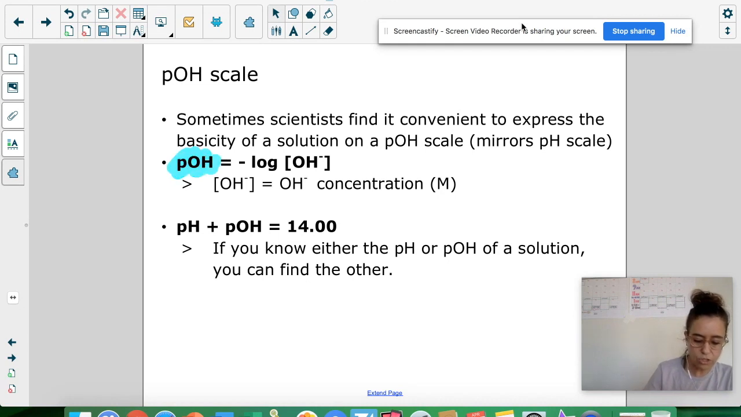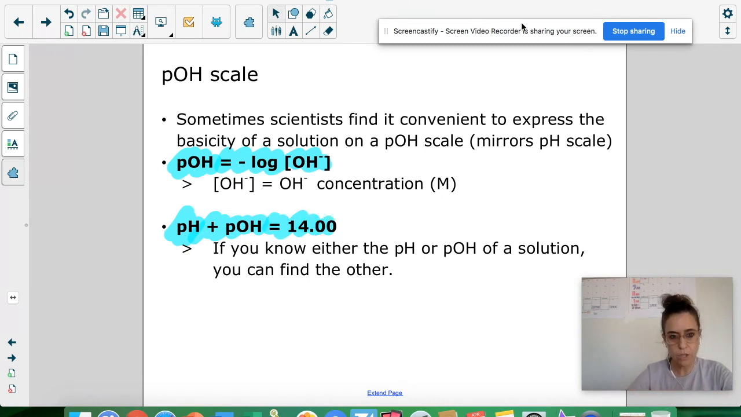The pOH is going to be the negative log of the hydroxide's concentration, and the pH, the one that we just learned, plus the pOH all together added up, it adds up to 14. Okay? So again, pOH is the negative logarithm of the concentration of hydroxides, and then pOH plus pH equals 14. So if we know the pH, we can find the pOH, or if we know the pOH, we can find the pH. Okay? So if you know either the pH or the pOH, you can find the other one.